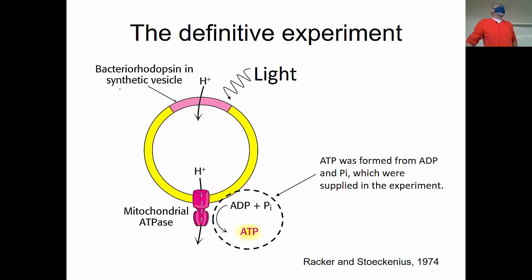Because the bacteriorhodopsin moved the protons into the intravesicular space, or whatever you want to call it, making a proton gradient, which then flowed down and caused the production, as we can see on the right here, of ATP. Demonstrating that the electron transport chain and the ATP synthase are separated function, and that proton gradient is what's causing the production of ATP. Questions about the experiment? Okay.